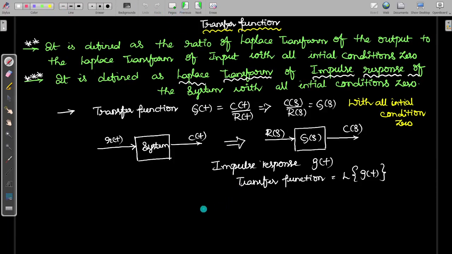Next we will see what the types of transfer function are. There are two types of transfer function, depending upon the order of the numerator and denominator of the transfer function. Let us take one example in the previous slide only. C of s divided by R of s equals s plus 4 divided by s square plus 2s plus 5. This is one example I have taken for the transfer function.